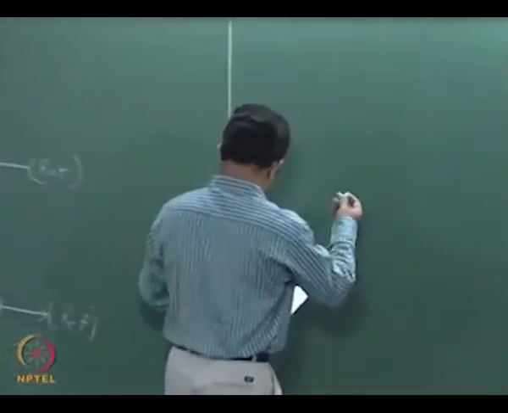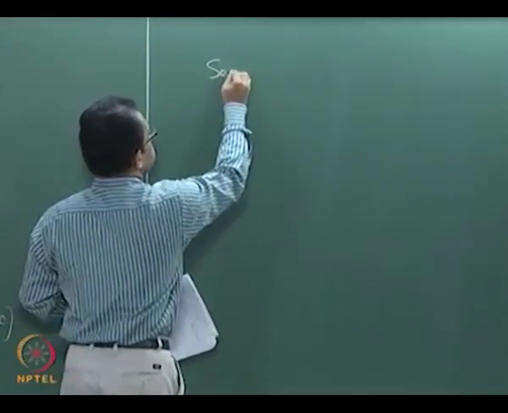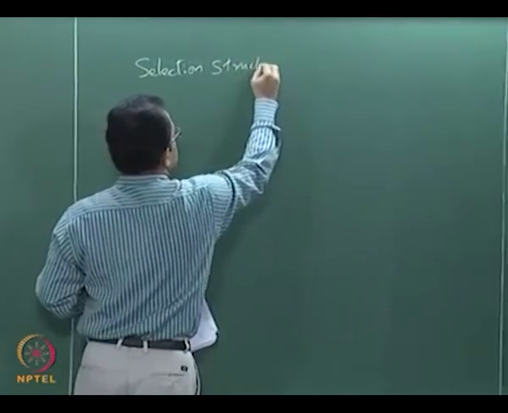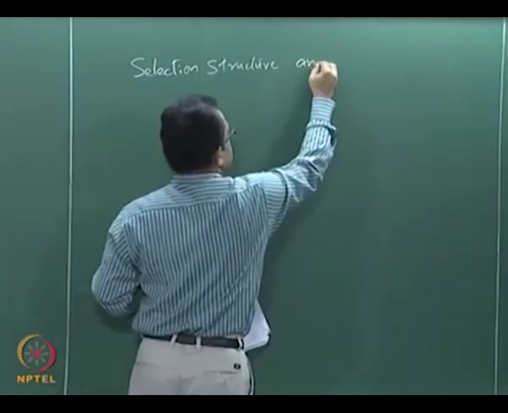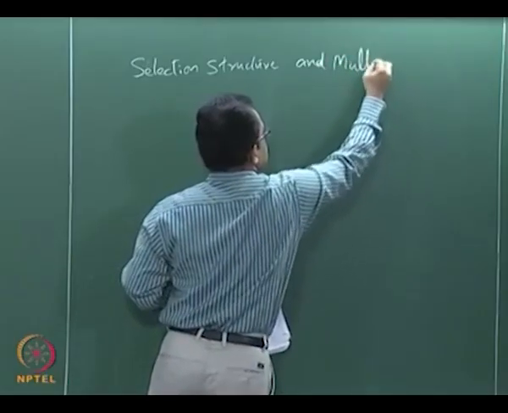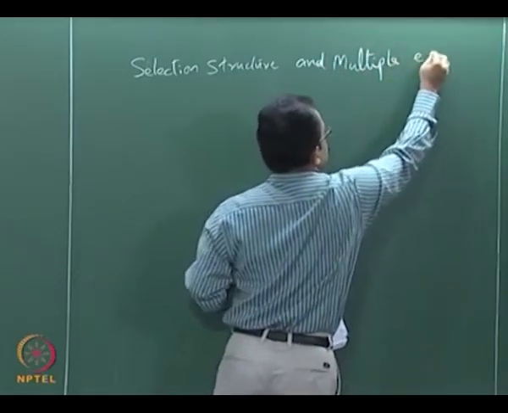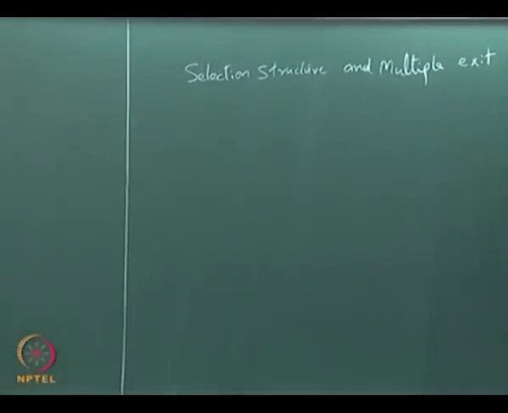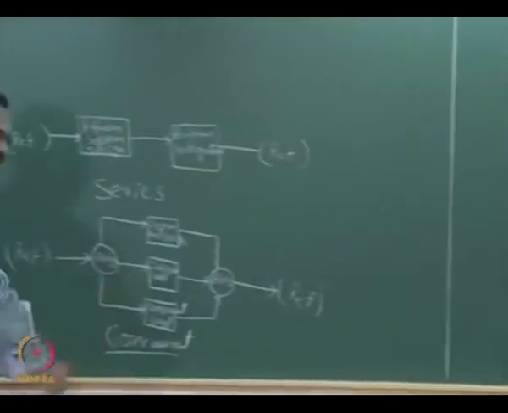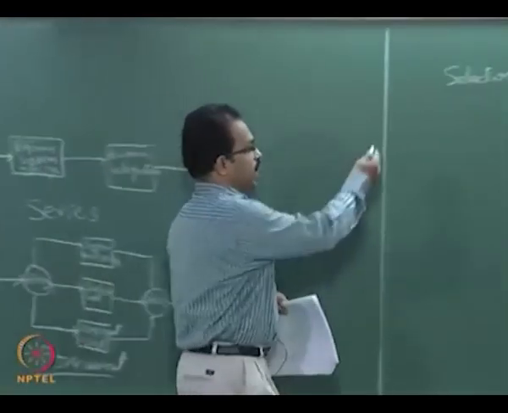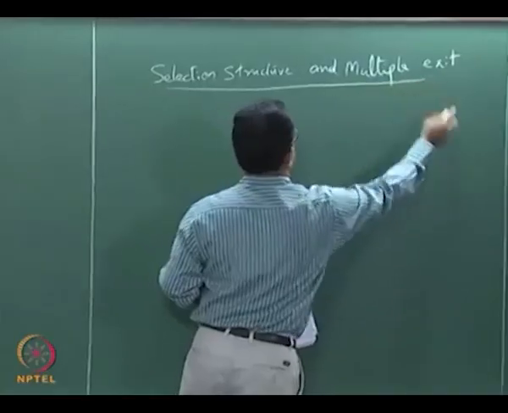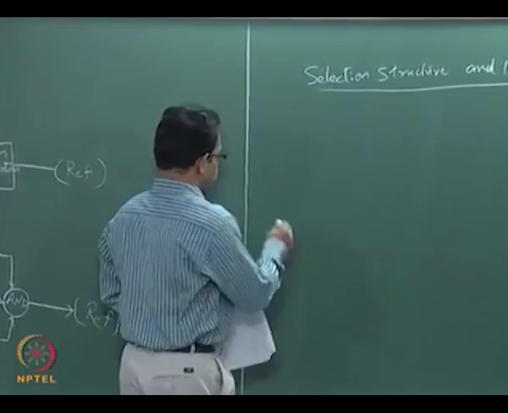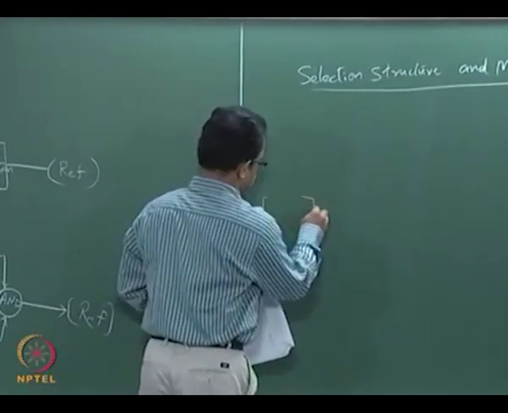The next one is the selection structure and multiple exit. In selection structure and multiple exit, it will be having series functions, it may be having concurrent functions, and it may be having some selection where you can select one of the functions, and you can have multiple exits or iterations also.